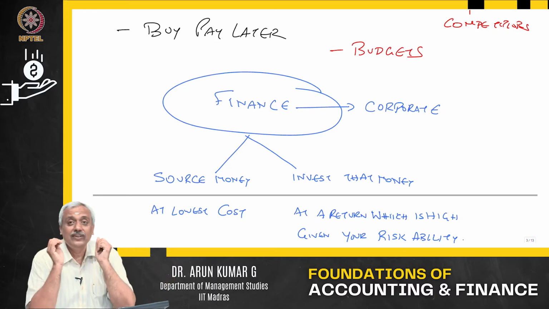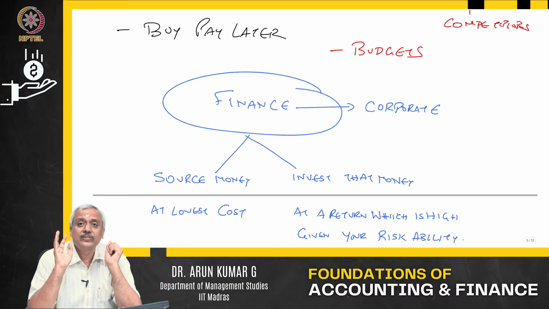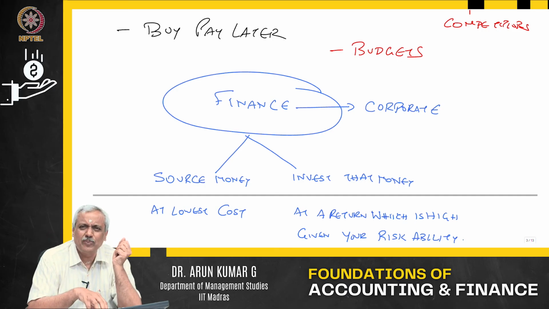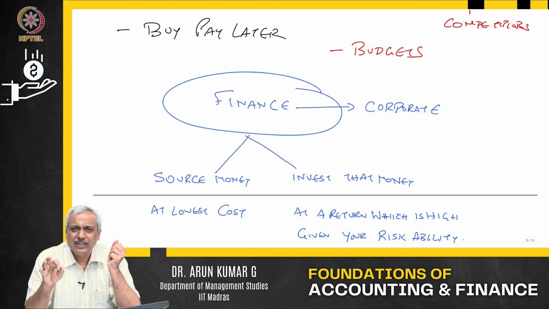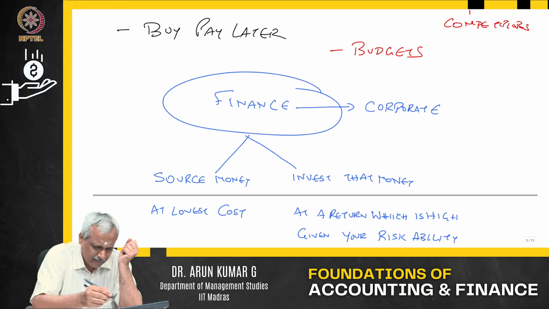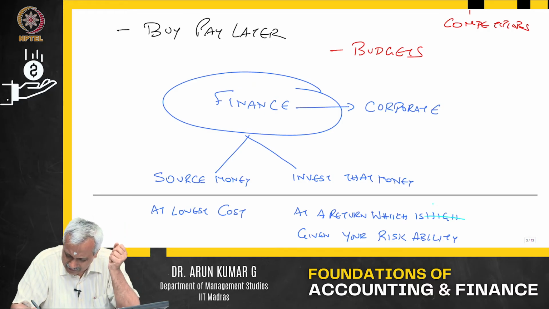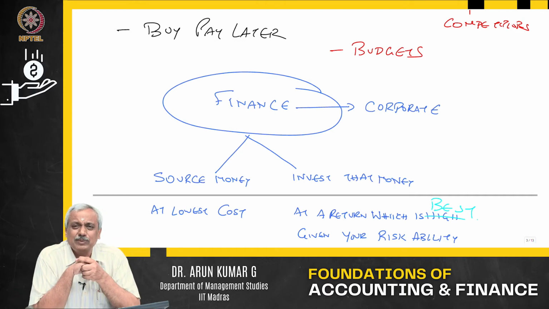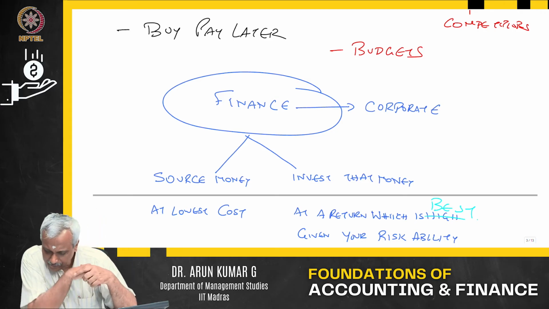So in short, when we talk about corporate finance, it is sourcing money at the lowest cost, that is the first objective. Then investing money in an option that is going to give me the best possible return. Instead of the highest return, you can even rephrase it to the best possible return, given your risk appetite or risk ability.